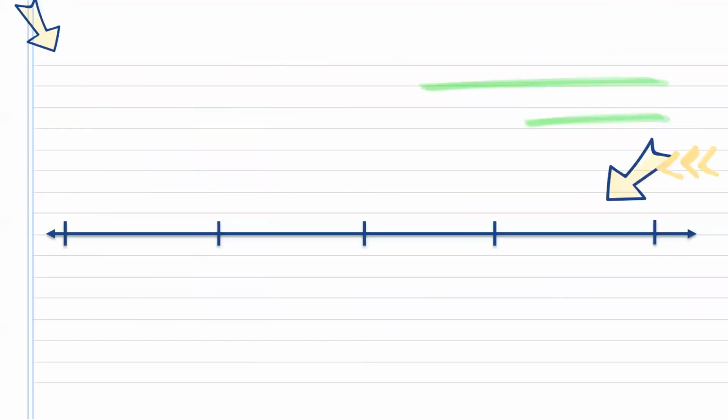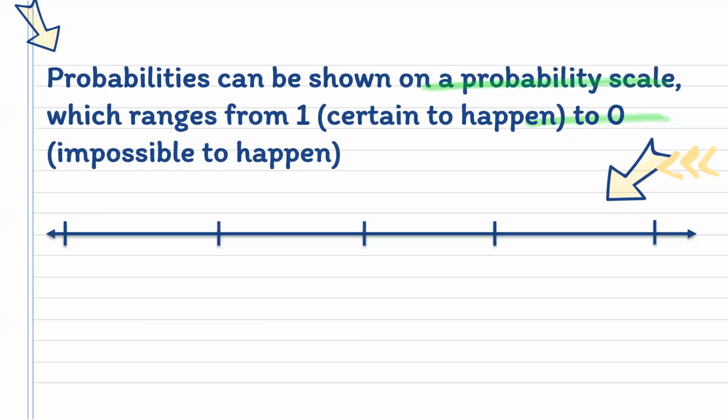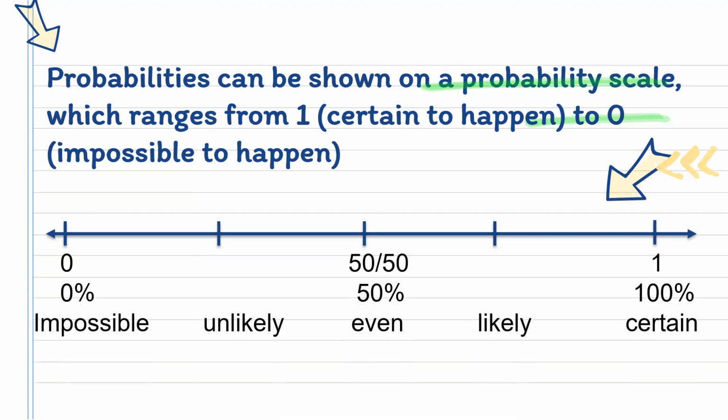Okay? Now, we could also describe the probability. As you can see, we have here a number line. So probabilities can be shown on a probability scale, which ranges from 1, which is certain to happen, to 0, meaning impossible to happen. For example here, look at this data. So 0% is impossible to happen.